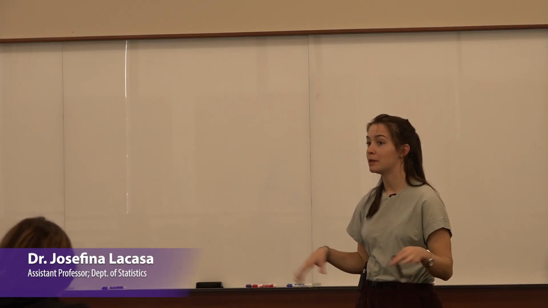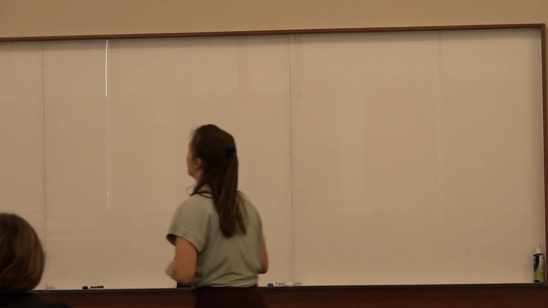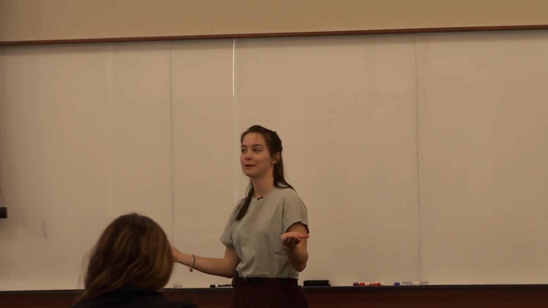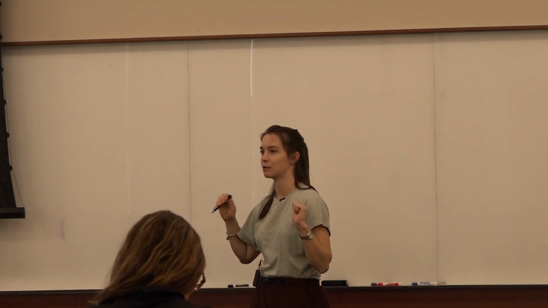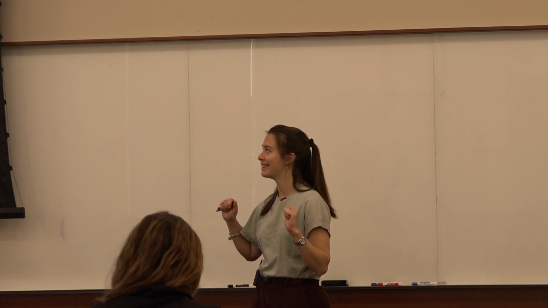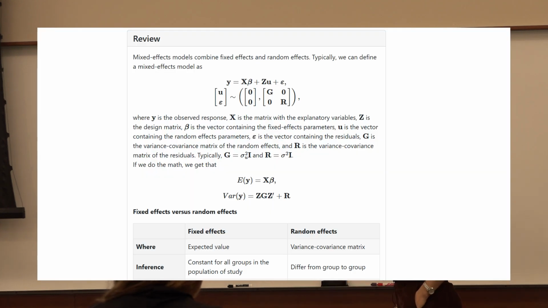We're going to review a little bit of what we learned on Wednesday so that it's a good recap for everyone. Anyone who was here, do you want to say what your main idea from Wednesday was? Where are the random effects stored usually? In the variance covariance matrix, exactly.